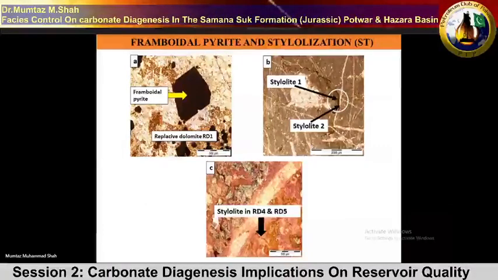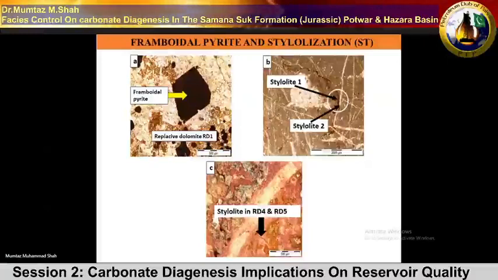Then the stylolites are quite dominant in this particular rock, as we are observing them throughout the studied sections, as we have seen so far.